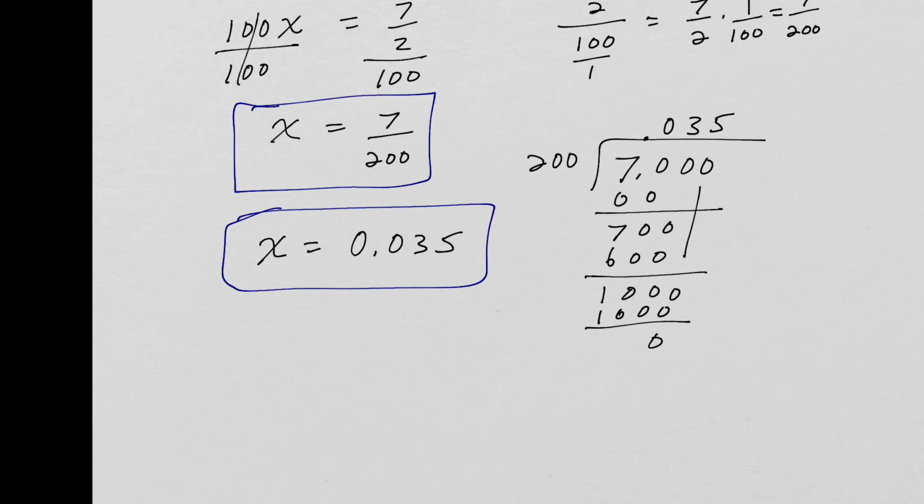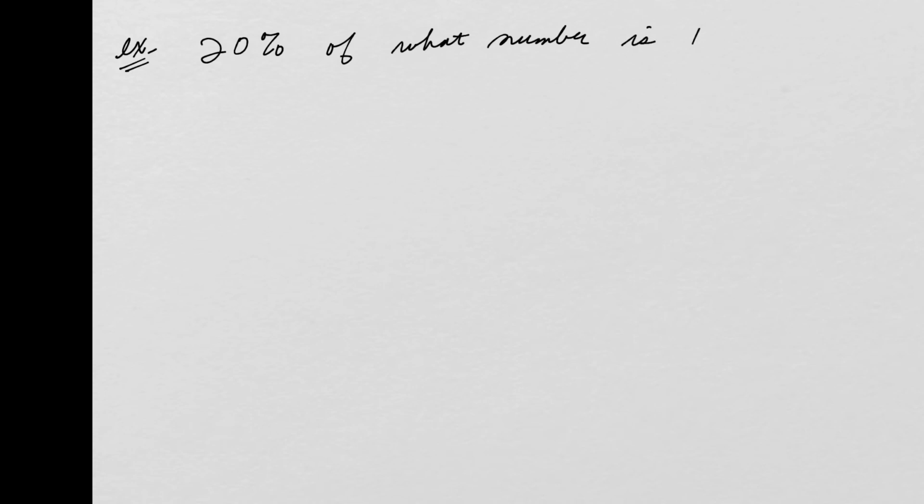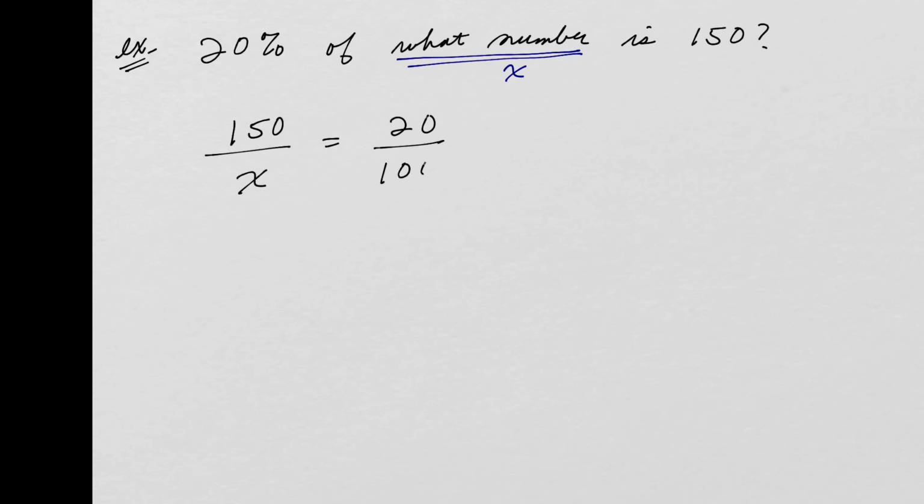Okay, here's another example. 20% of what number is 150? Okay, so now the unknown, the "what number", the x, that's going to be our base, because it's after the "of". So x is going to go here. The other number will be the amount, 150. And then the percent, obviously, is the 20 over 100.